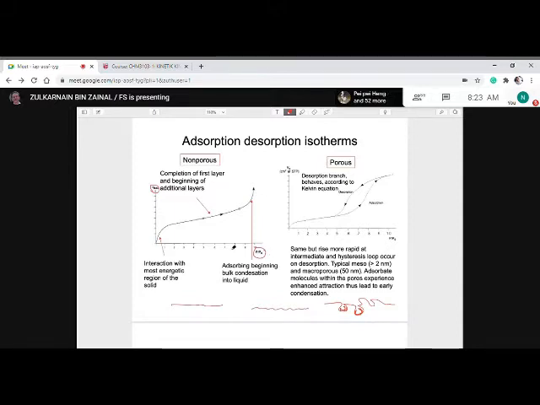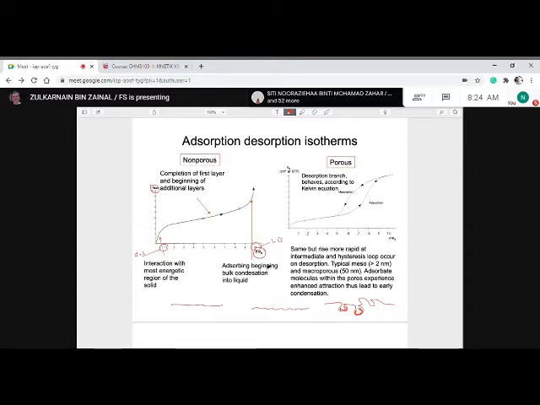So that's why you can see the value is between 0.1 to 1.0. It cannot be more than 1, because the pressure shouldn't be more than the saturated pressure. So this is 0.1 to 1.0, and the largest is 1.0.